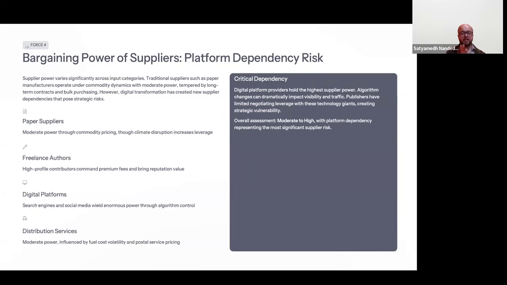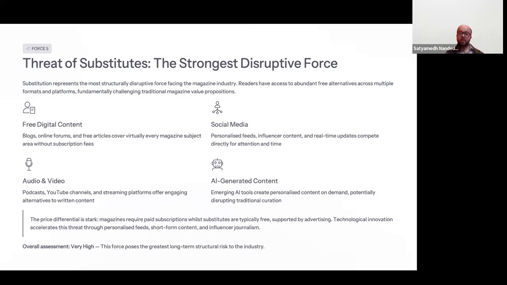So basically, what we are saying here is that out of your suppliers, freelance authors and digital platforms are in a position to exert high influence in these decision making activities, whereas paper suppliers and distribution services have a moderate power. Digital platforms, because most of the business is now shifting to the digital medium, I think there is heavy dependency on these technology platforms, and their downtime can affect you. At the same time, if, say for example, you don't pay them the price that they ask for, they will reduce the visibility of your content on their platform. So you have to be very careful when dealing with them.